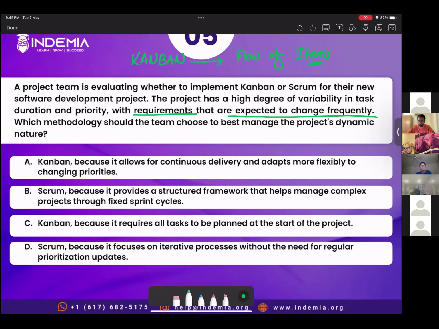Okay, Manmeet, you have chosen option A. Almost the same explanation as the other person. I forgot the name, sorry. Kanban is more like agile, I believe, because the question says there's variability in tasks and requirements are expected to change. So I believe Kanban caters to that. So that's why I picked A. All right, thank you. Mudit, you have chosen option A.